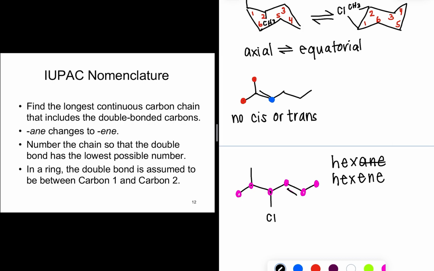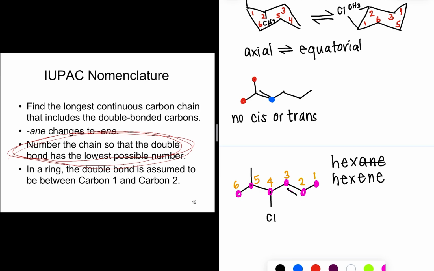And then how do I number it? So please remember this very important rule. You're going to number the chain so that the double bond has the lowest number. That means you're going to number closest to the double bond. So when I number my atoms, this is carbon number 1, 2, let's get a darker color here. 1, 2, 3, 4, 5, 6. Alkenes and alkynes are going to have the same rule. You are numbering closest to the double or triple bond.